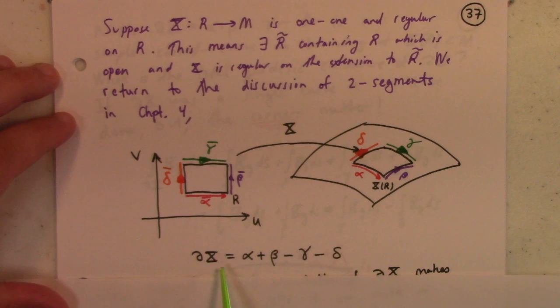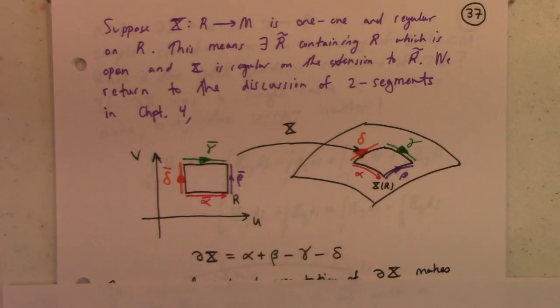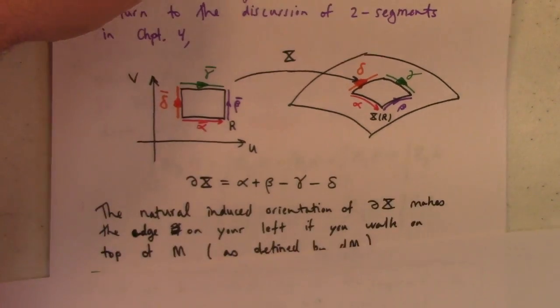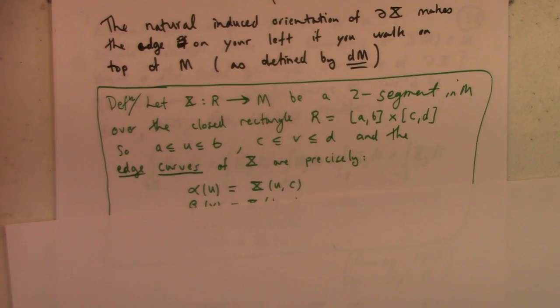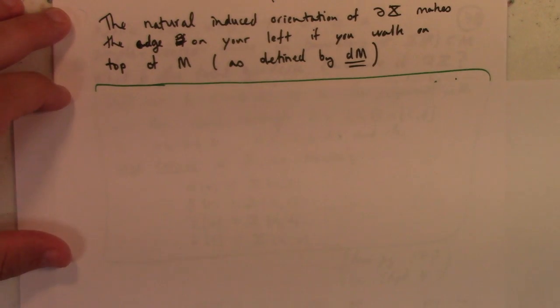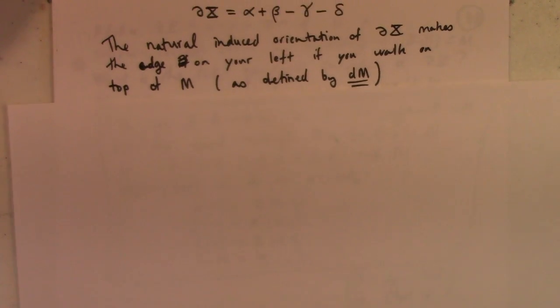This notation is not pointwise addition. Here we're talking about curve-following addition. This is a slick notation for the concatenation of curves into a larger curve. I don't think I ever made that explicit, and yet I hope you understood it. There are other places where making it explicit would be worthwhile, specifically if we were getting into the nuts and bolts of homotopy, but that's not here. So the natural induced orientation of the boundary makes the edge on your left while you walk on the top of M.